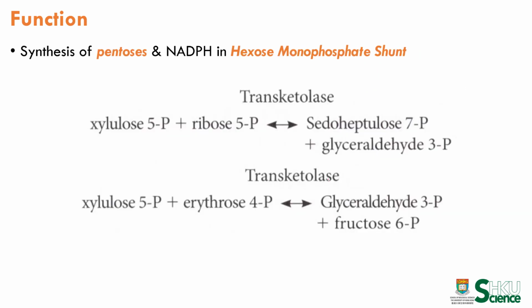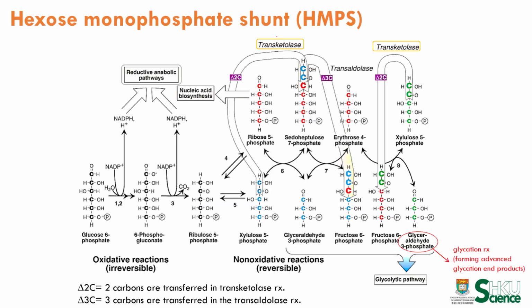And lastly, thiamine can also participate in the synthesis of pentose and NADPH in the hexose monophosphate shunt, in two of the steps involving the use of transketolase. These are the two steps, transketolase, and these two steps require TDP. These steps generate the 5 carbon sugars for nucleic acid synthesis or glyceraldehyde 3-phosphate that could form advanced glycation end product.